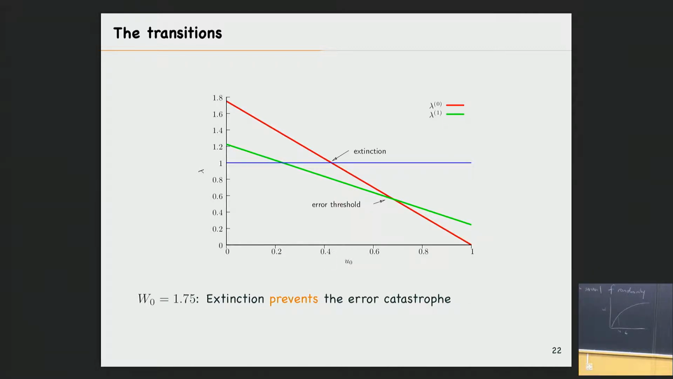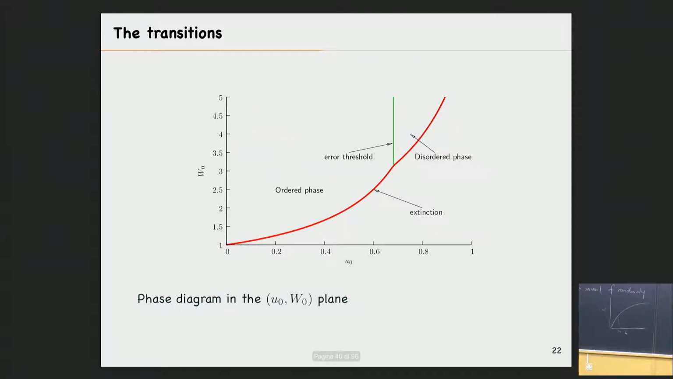So the two things are two separate concepts, and they should not be mixed, and sometimes you find that they get mixed. It's very nice to evaluate in the parameter space of mutation rate and the fitness of the wild type which phases there are. This is an unsustainable phase, this is an order phase in which you have a wild type, and this is the disorder phase in which you have only the mutant.